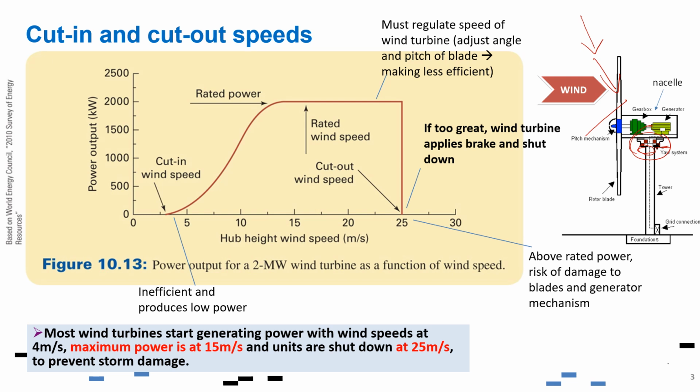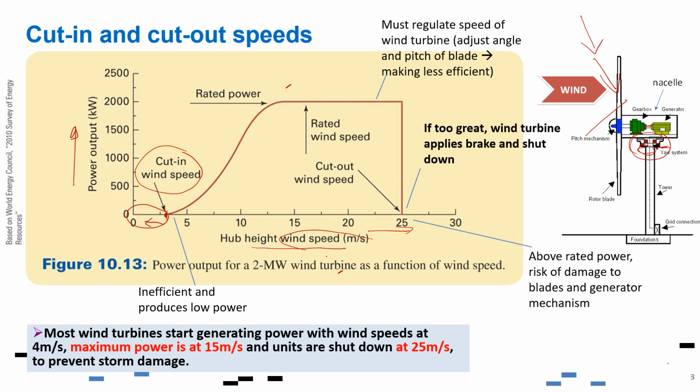Based on the graph here, the cut-in speed, for example, is somewhere here, and the cut-in wind speed refers to the minimum wind speed at which the wind turbine will be able to generate electricity. If we are below that, this part over here, it means that the wind turbine will not generate any electrical energy or any power due to the lack of wind. On the x-axis is the hub height wind speed. The higher the wind speed, the higher the power. This is the power output here.